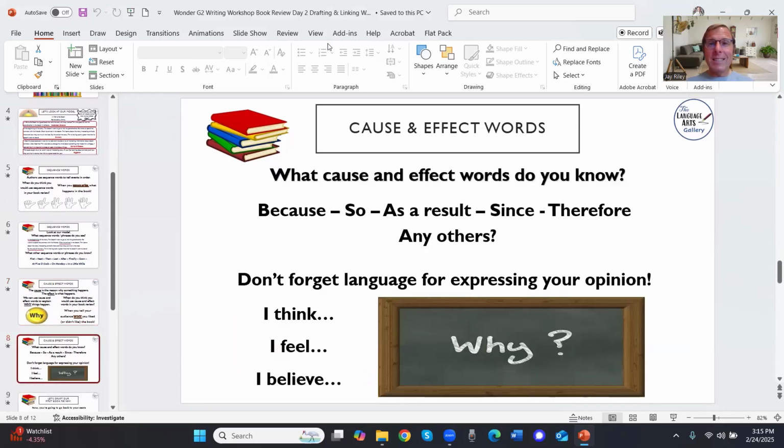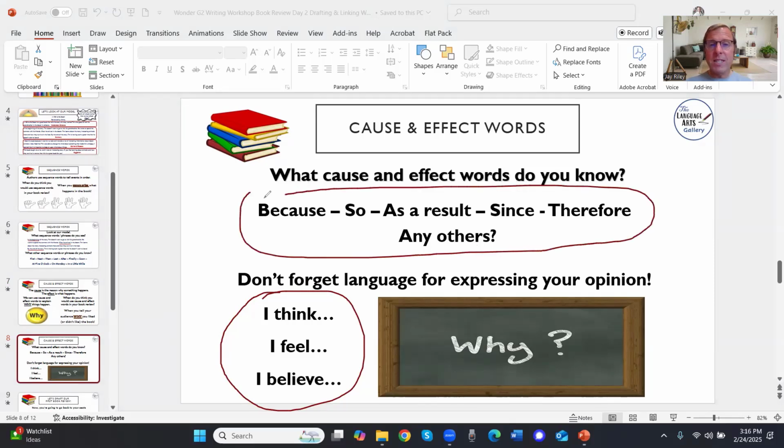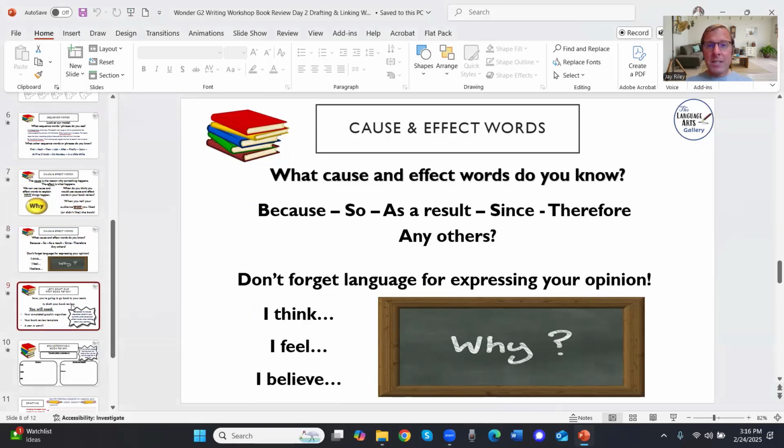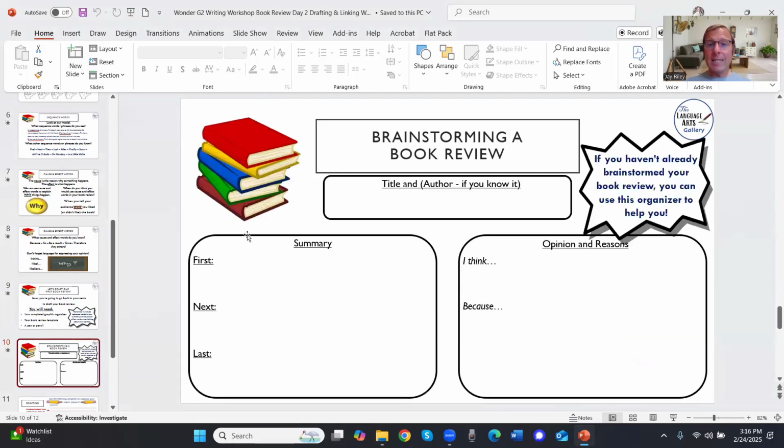So I like to teach my students when we're talking about our opinion to use language like I think, I feel, and I believe. So here we've also got some great words and phrases that we can include for cause and effect.